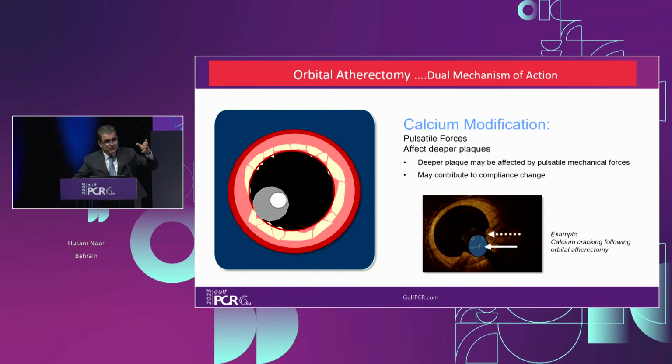What all these devices would do for you, think about the concept of shave and shock. You shave the mountain peak and shock the base. Orbital atherectomy is one device that you can actually shave from the top, and also by the pulsatile forces could crack the rocks at the bottom, in which you would have better compliance with your blood vessel.